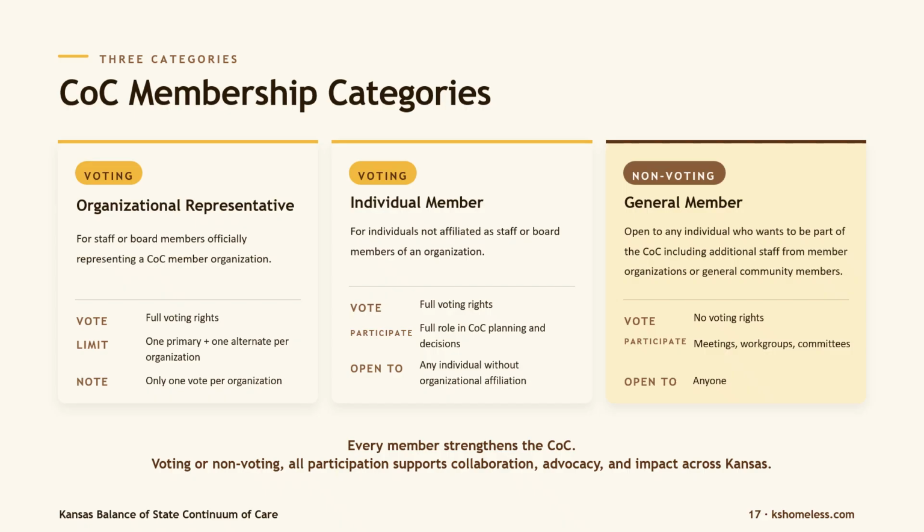The third category is general members. This is open to any individual who wants to be part of the COC. This includes additional staff from member organizations or general community members. General members participate in meetings and work groups, but they don't vote. The point is, every member strengthens the COC. Whether voting or non-voting, participation supports collaboration, advocacy, and impact across Kansas.